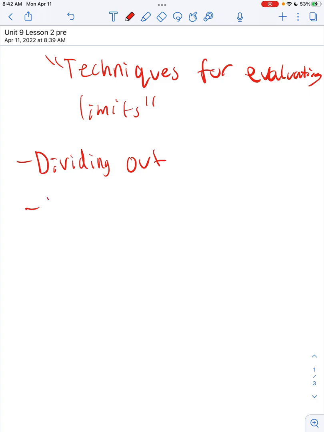Another one was the rationalizing technique. That was where you ended up multiplying by the numerator so that you could cancel out square root signs, and then you could get a different denominator, because remember, we don't like denominators of 0.